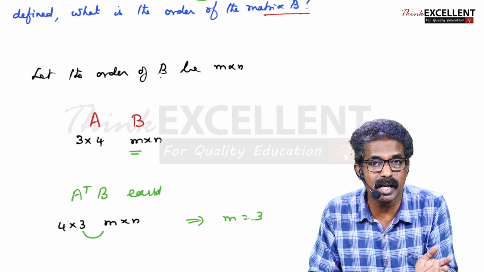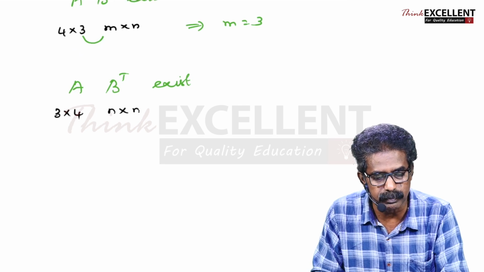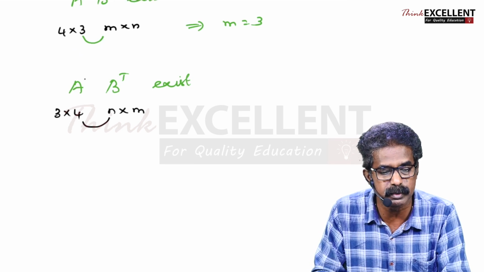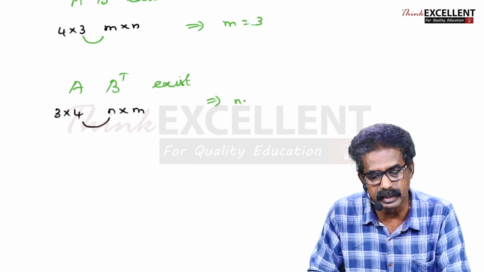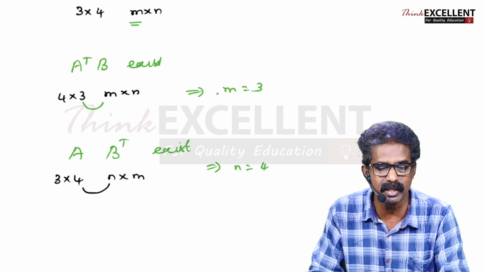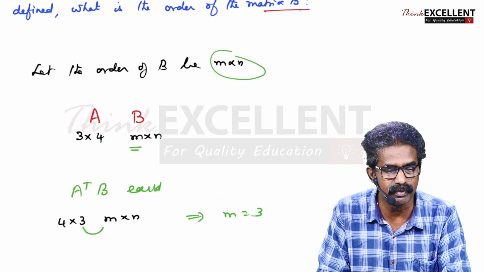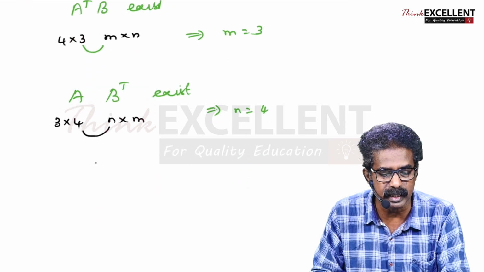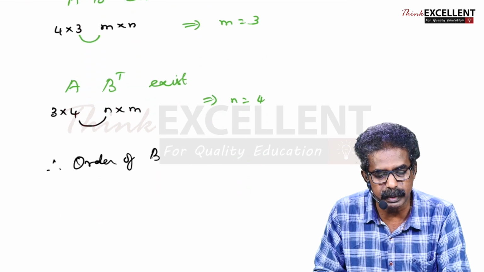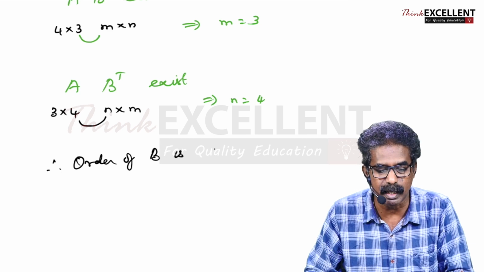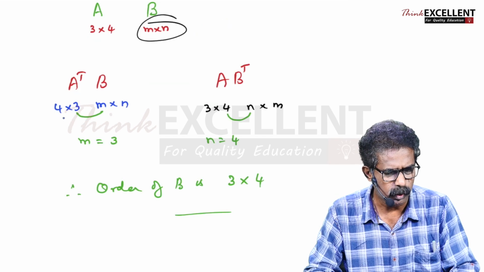So B transpose order, reverse it, is n by m. That exists, which means these two must be the same. So you can say n is equal to 4. We got the m value and the n value. Therefore the order of the matrix B is m by n. Here m is 3 and n is 4, so 3 by 4. Okay, hope you understood. Now let's move on to the next question.